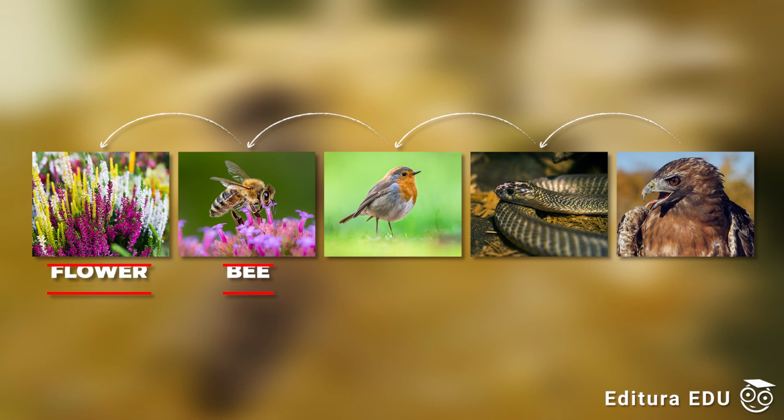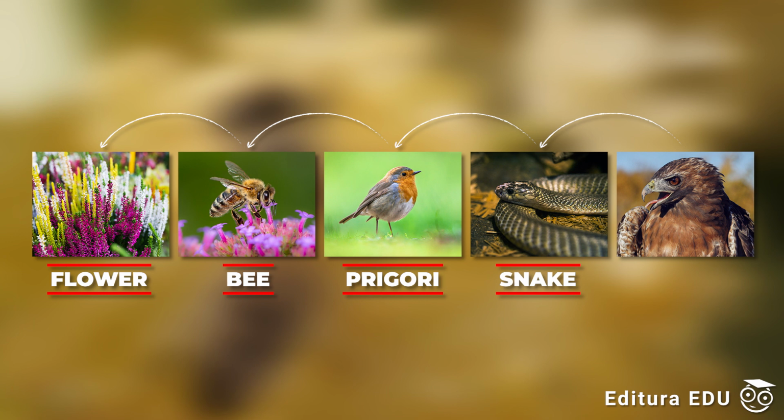The industrious bee flies from flower to flower to collect the pollen of the flowers with which she feeds her brood and daughters. They are caught in flight by the pregori. They are vulnerable to snakes. Snakes are eaten by large birds of prey, such as the buzzard.